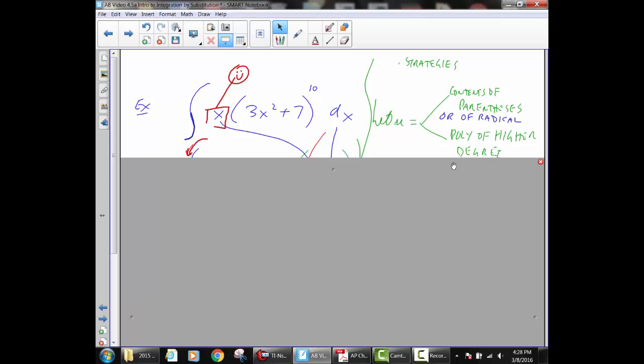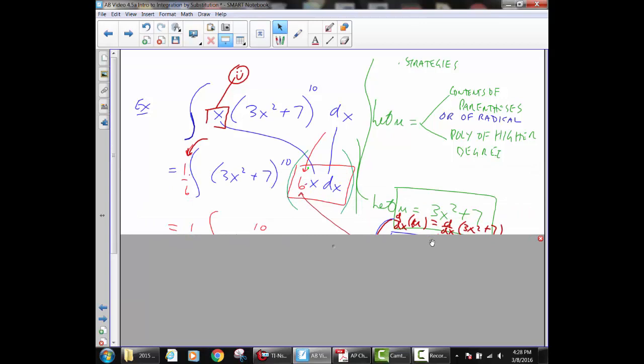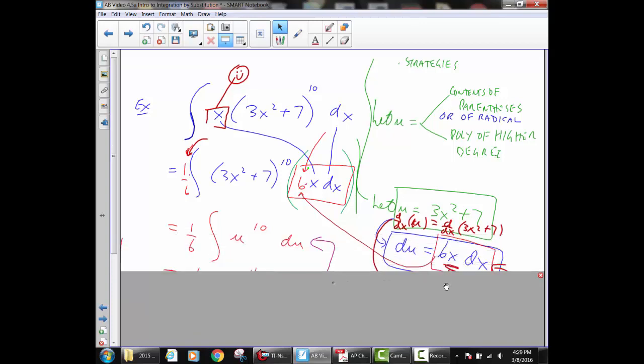And if there's two polynomials, let it equal the polynomial of the higher degree. So what I'm going to do is let u equal the contents of this parentheses, which is 3x squared plus 7. My derivative for that is du equals 6x dx. That's why we're very happy we have the x, because you cannot introduce and counteract a variable, because you're not allowed to bring a variable on the outside of an integral. You can only counteract with a constant, which means you can only introduce a constant.